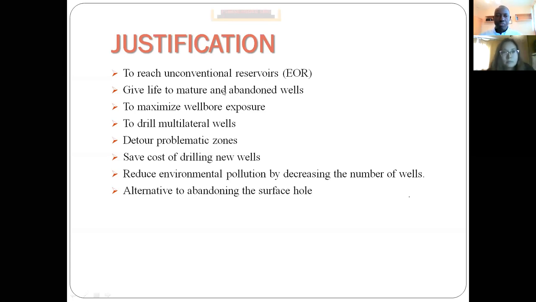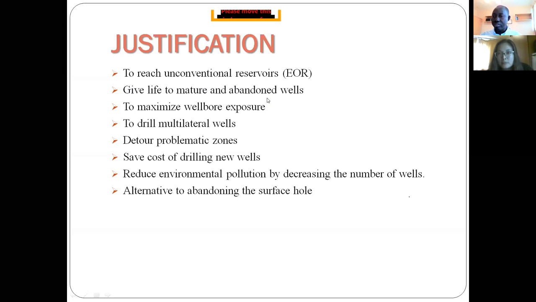As shown from the previous picture or image, we can see that we can drill laterals into those reservoirs. The next reason for drilling a sidetrack is to give life to mature and abandoned wells. A mature well is a well that has been producing for years, some even for decades. And we all know that at the end, we're going to have some decline in pressure, right? Decline in production.